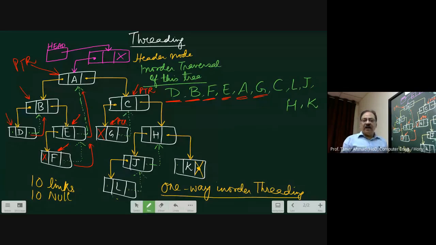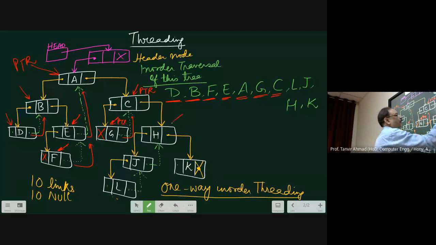Then I will come to the right of G. I find that there is a thread. I go back from here to C. And then I process C. Now, the meaning is that once I go with a thread to that node, I process that node because I know that I will have processed all the left pointers of that node. Once I follow from G to C via thread, I process C. And then I follow the right of C and I will come to H.